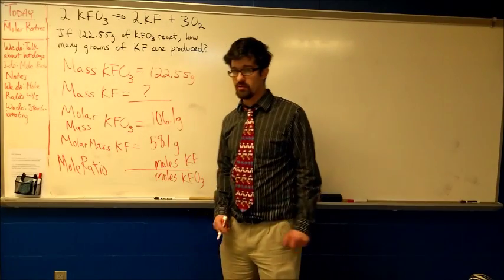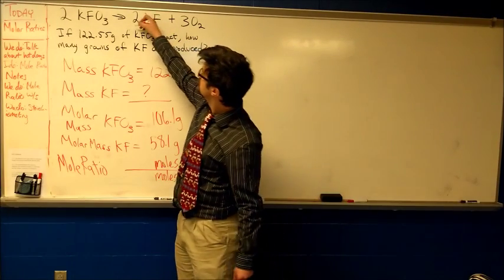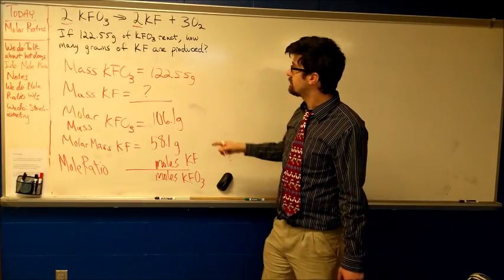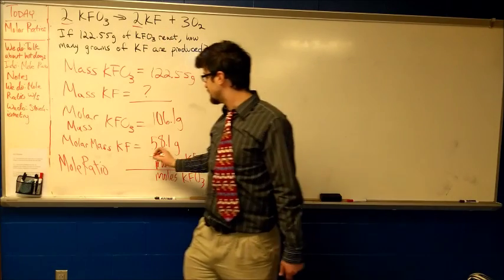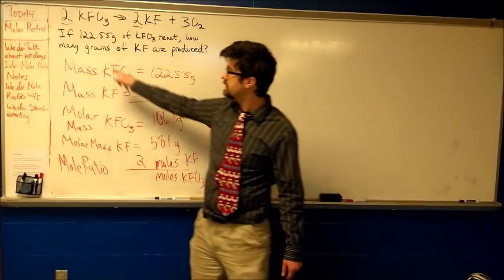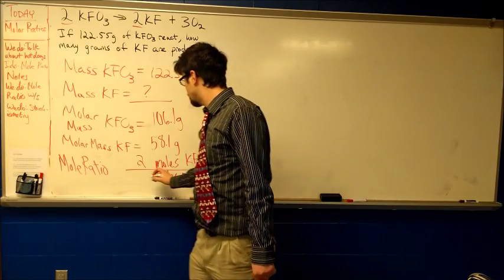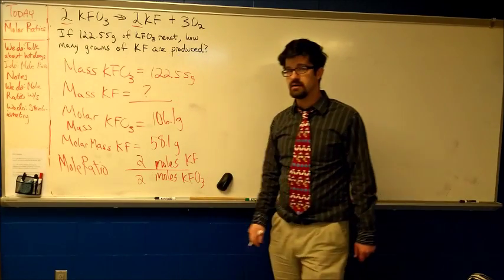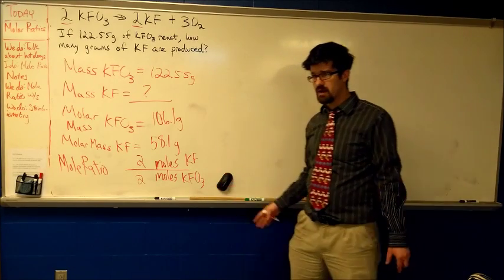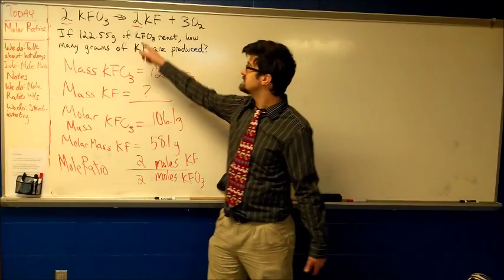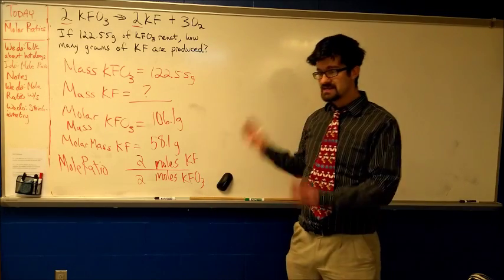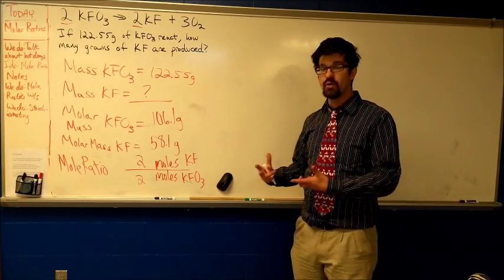The way that we find the mole ratio is to look at the coefficients in front of each of those formulas. In front of KF is a 2, so that tells us there are 2 moles of KF. And then in front of KFO3, we also have a 2, so there will be 2 moles of KFO3. In this case, they happen to be the same number. In many cases, they're going to be different numbers, so just keep that in mind. You find this mole ratio based on the coefficients in front of your compounds. Okay, so that takes us through step 1, writing what we know, gathering some information.